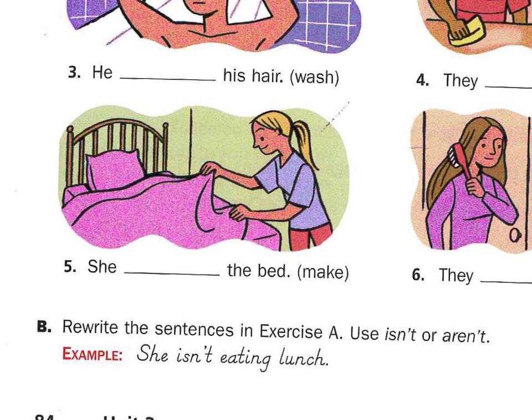What is she doing? She is making the bed. Remember the spelling rule? If it ends in E, drop the E when you add ing. So she is making. She is making the bed.